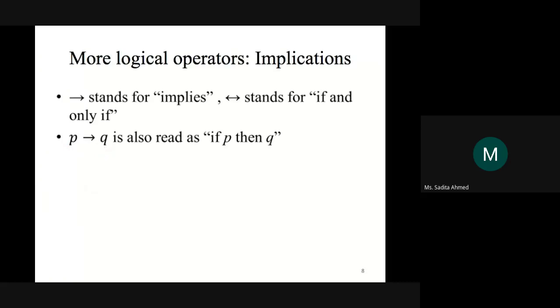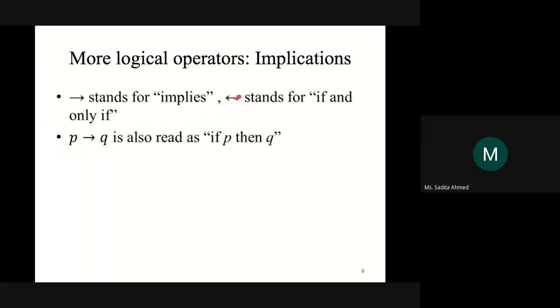What does it mean? It means that if P is true, then Q is also true. That is, if P is true, then Q has to be true. If P, then Q. Right? If P is true, then Q will be true. This is how it is read. An implication. P implies Q, or if P, then Q, or if P is true, then Q is true.